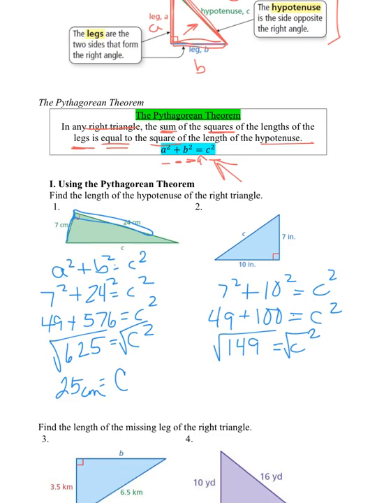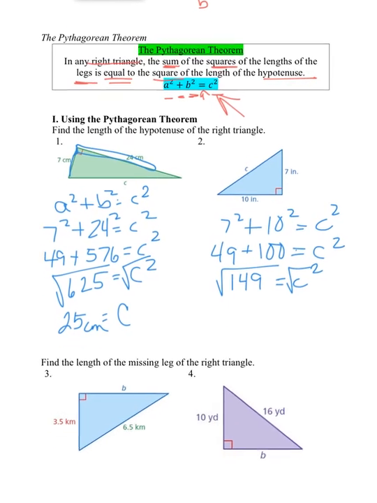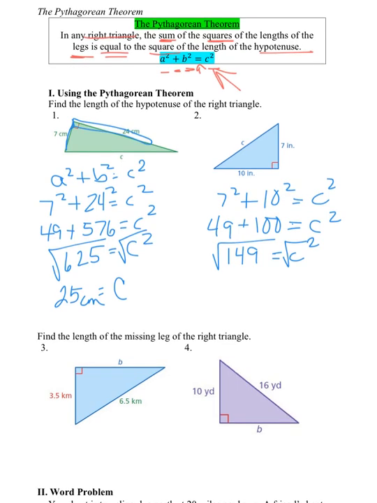Since 149 is not a perfect square, we're just going to use our calculator, and we're going to find the square root of 149, and we're going to round to the nearest tenth. So we're going to say C is approximately equal to 12.2. We're just going to round that.